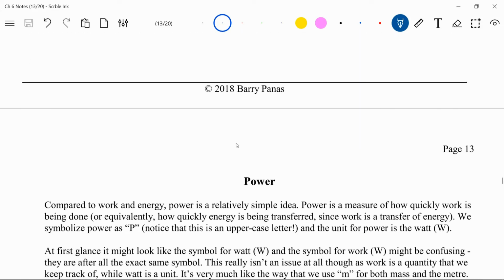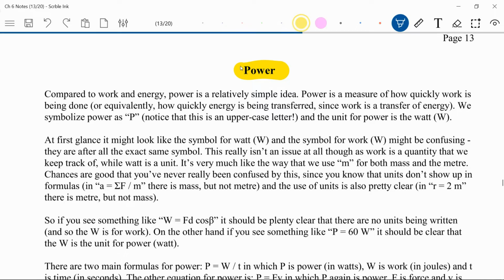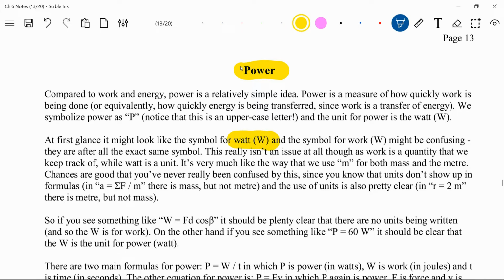Let's see, skipping. Oh yeah, power. Okay, so the last thing in this chapter that we're introducing as a new idea is power. Power is basically a measure of how quickly work is getting done, or more generically, how quickly energy is being transferred. The unit for power is a unit that you're almost certainly familiar with just from outside of physics because it's used quite a lot. The watt, symbolized as capital W, and a watt is just a shortcut unit for joule per second.